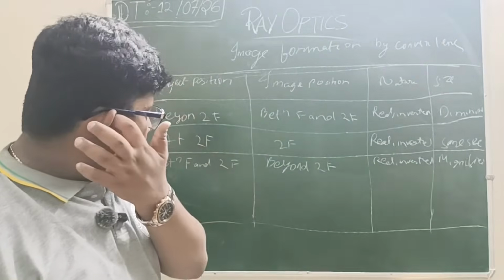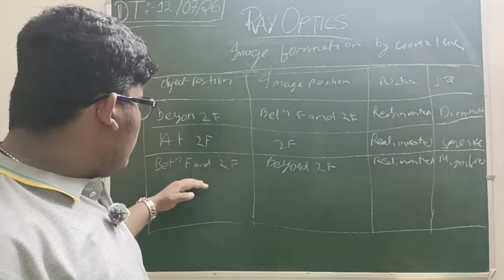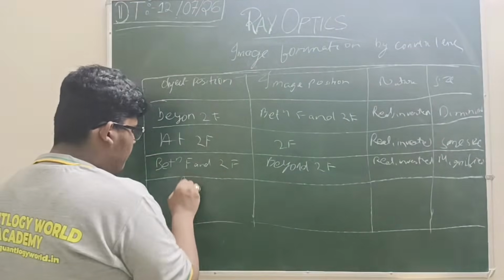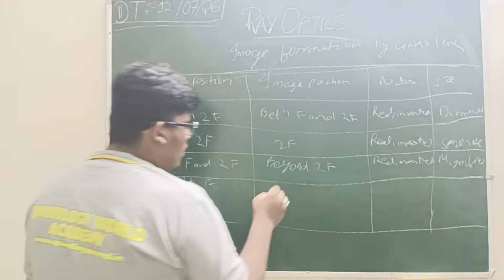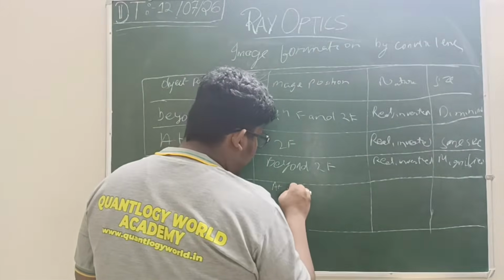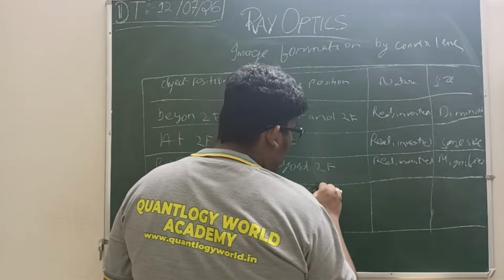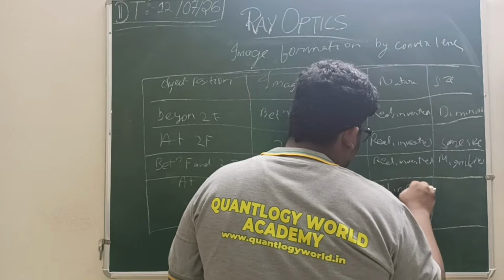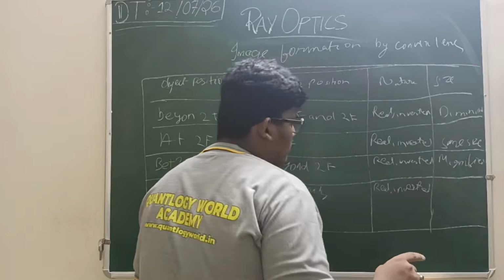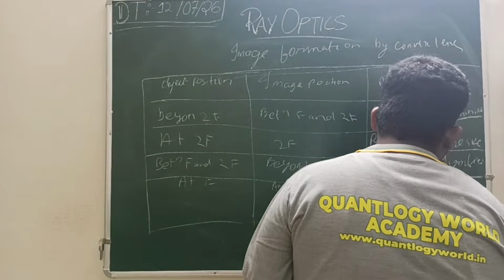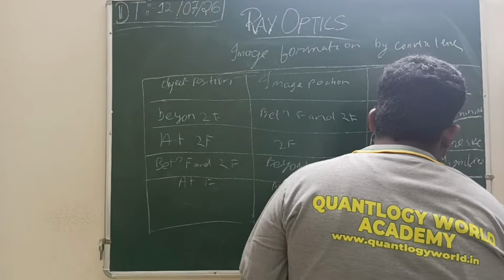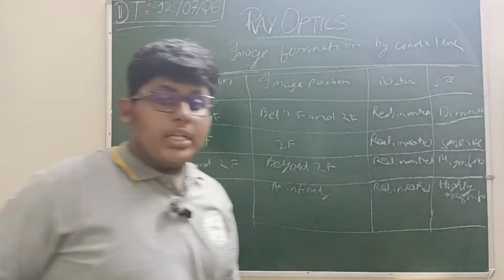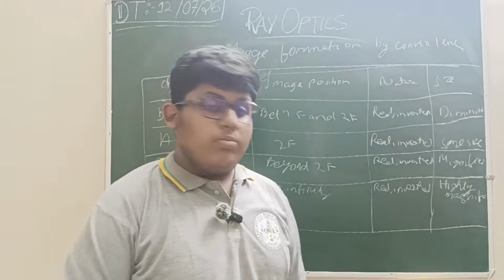In the fourth case, when the object is placed at f, then the image will be at infinity, real, inverted, highly magnified. Means the size of the image is much greater than the size of the object.